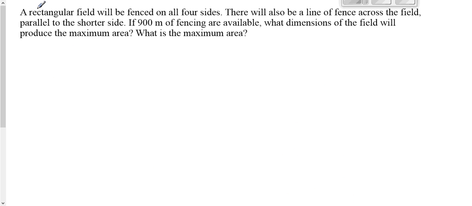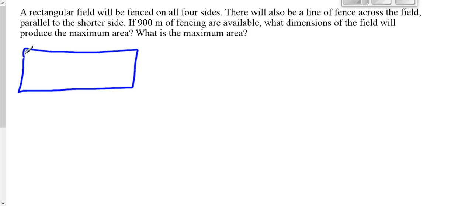I think I got one more. Rectangular field. It's going to be fenced on all four sides. There will be a line of fence across the field, parallel to the shorter side. If 900 meters of fence are available, what dimensions of the field produce the maximum area? Alright? So this one we have a rectangular field. And we're thinking, oh, it's going to be a square like the last one. The problem is this one, we have an additional fence right down the middle that's parallel to the shorter sides.